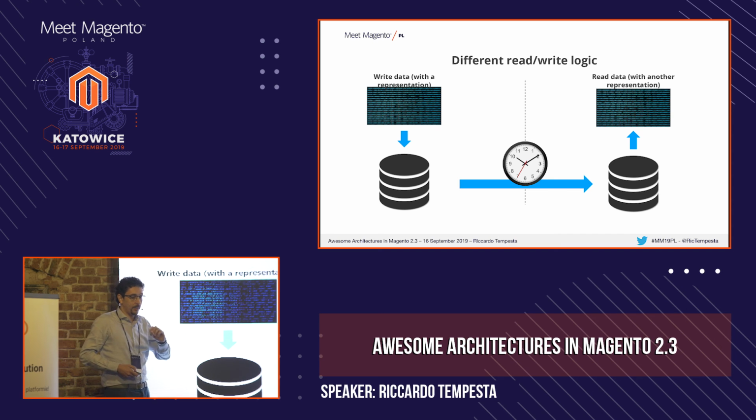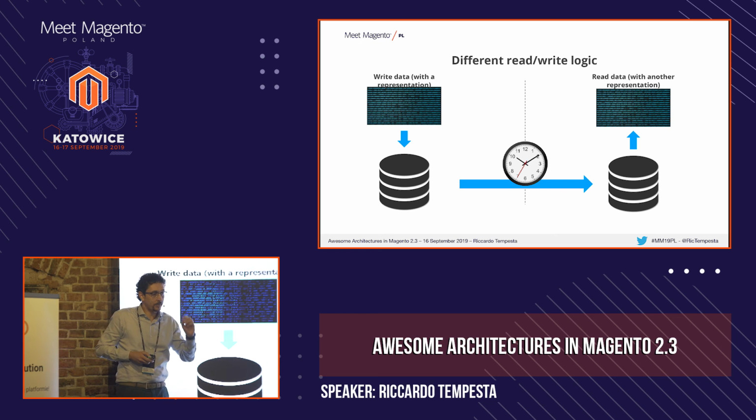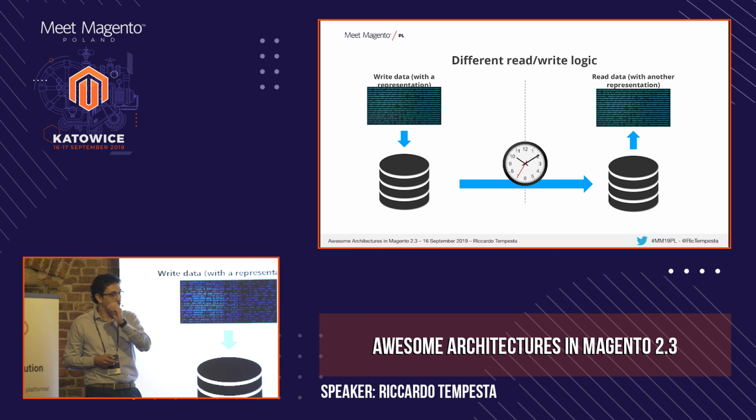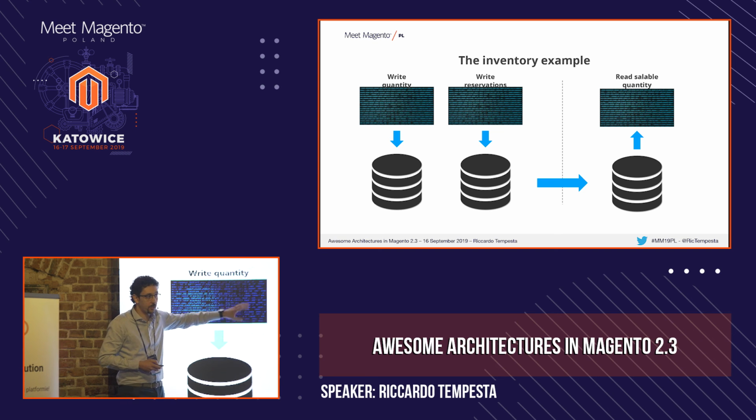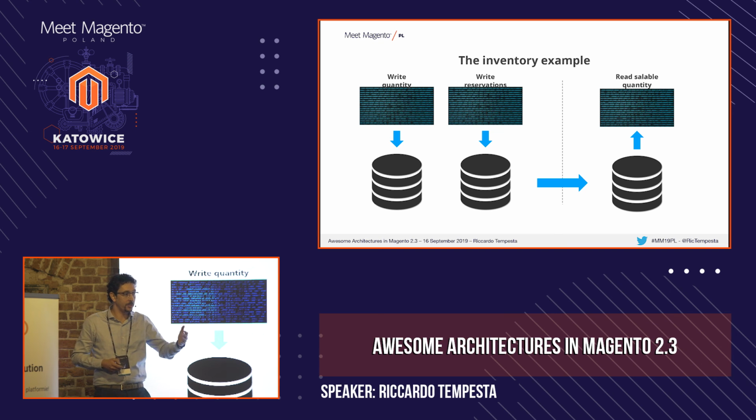Because you have to think that when you isolate modules, you can even isolate the logic between the modules. So it is not said that the product representation for the catalog is the same as the representation in the cart. Basically, they can change the representation. So you write in one way, and you read another way. This is a real example in the inventory. You write the quantity and you write the reservations. The reservations are basically the quantities that have been ordered but not yet shipped. And from the other side, you read the sellable quantity. So you write with one representation and you read with another one. This is an example, of course.